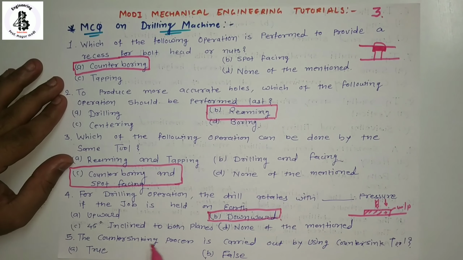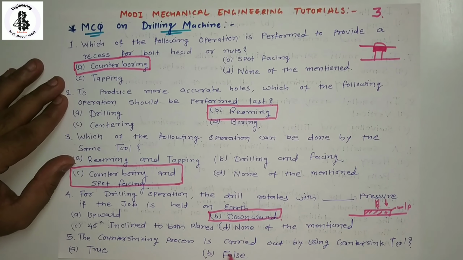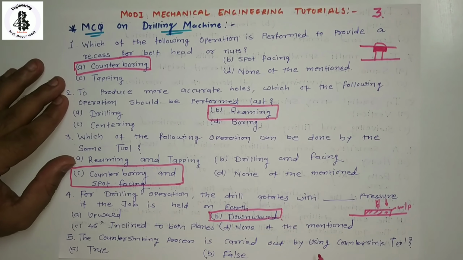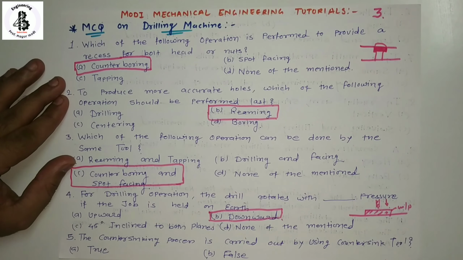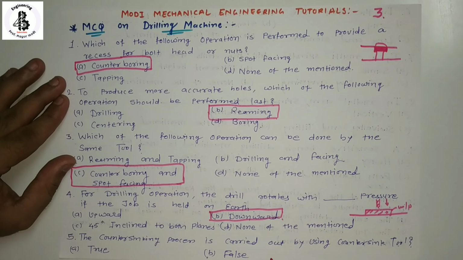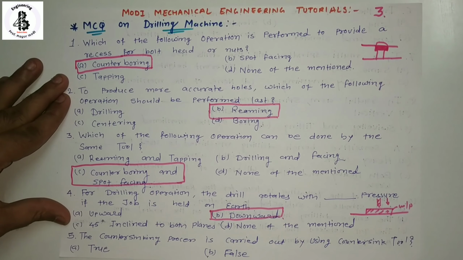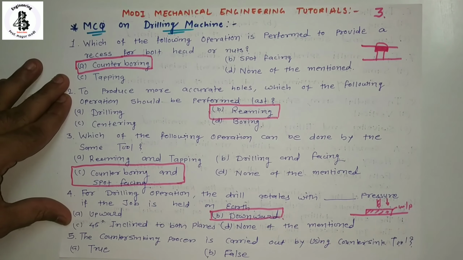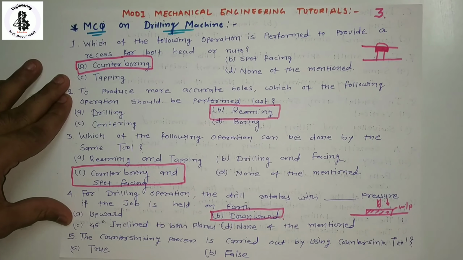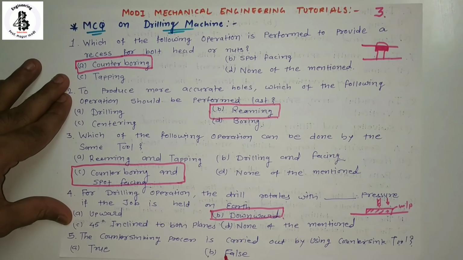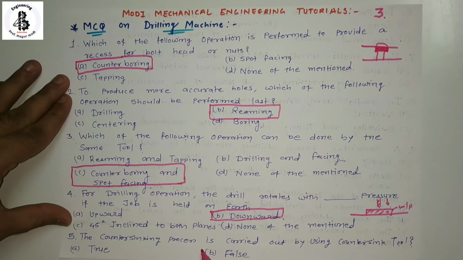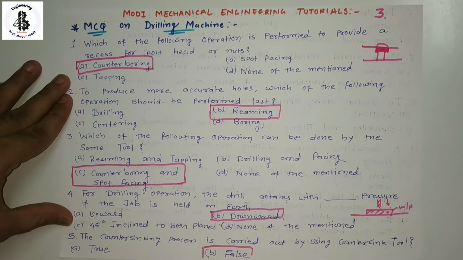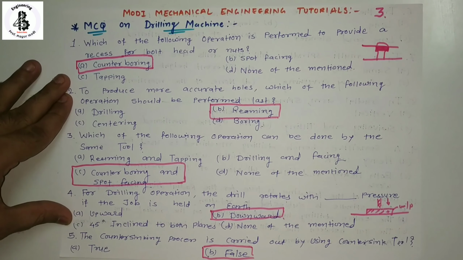The countersinking process is carried out by using a countersink tool. Option A, true; option B, false. Basically it will be false. The countersinking process is carried out by using a countersink tool. So the right answer is B, false. The next question.